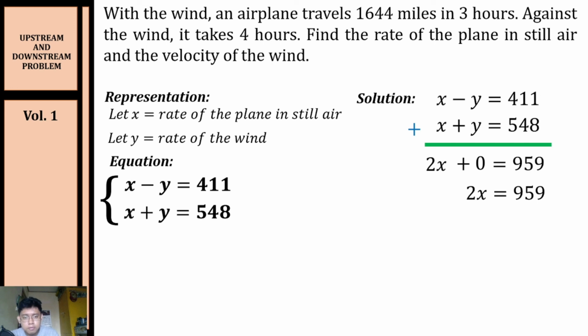So let's divide both sides by 2. x will be equal to 479.5. That will be the rate of the plane in still air. But we still need to look for the value of y.